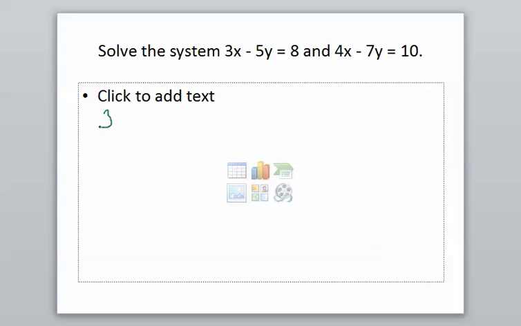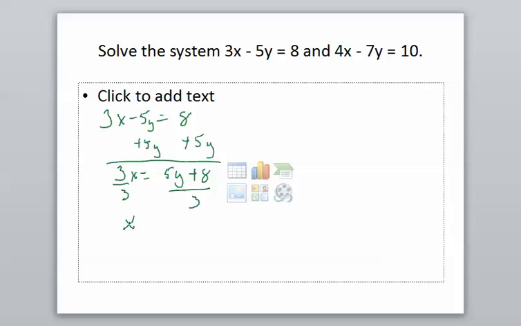So I'm going to take the first equation, 3x minus 5y equals 8, and I'm going to add 5y to both sides of the equation. Why did I pick y? Well, it was being subtracted, and if I add it, it just seems like I'll wind up with positive numbers, is the way I'm looking at it. So I get 3x is equal to 5y plus 8. Now I'm going to divide by 3, and I'm going to get that x is equal to 5y plus 8 divided by 3.